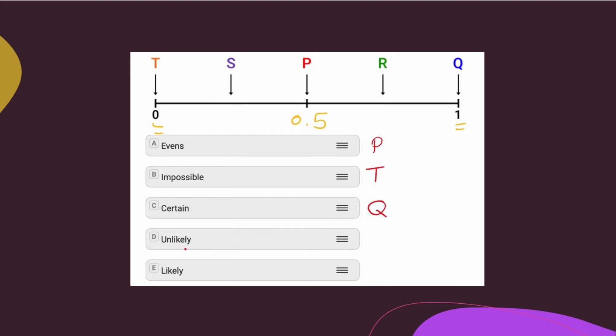Unlikely means it's between impossible and evens. It's a small chance that it's going to happen, but it's likely that it's not going to happen, so it's going to be S. Likely is going to be between certain and evens. So in this case it would be R.